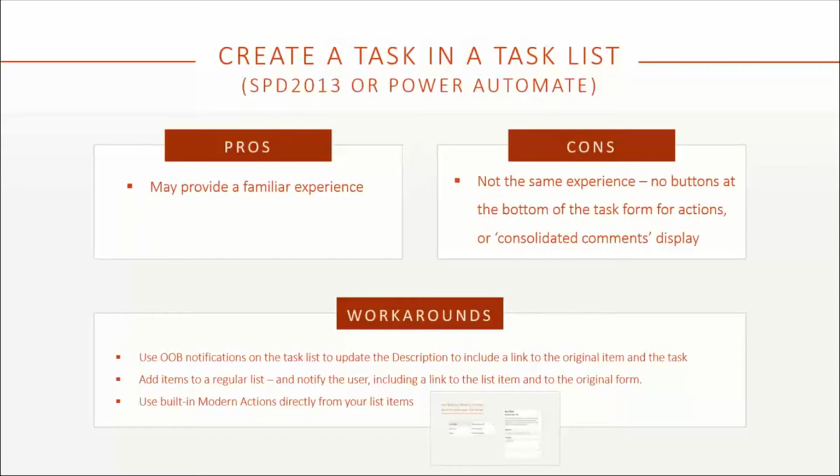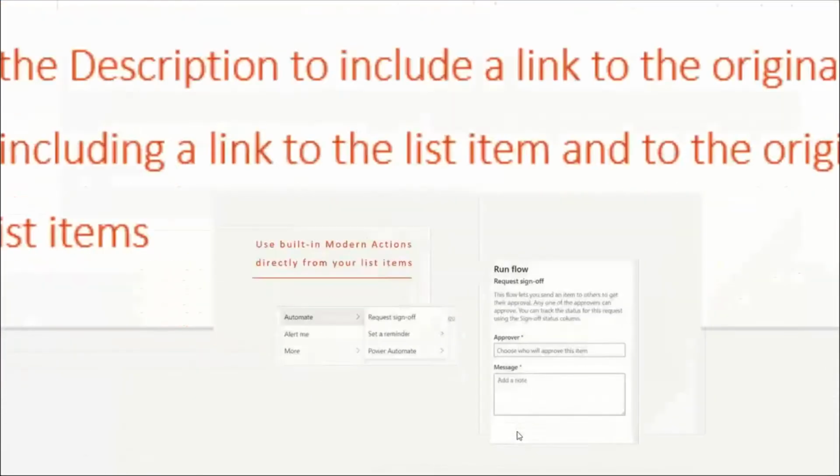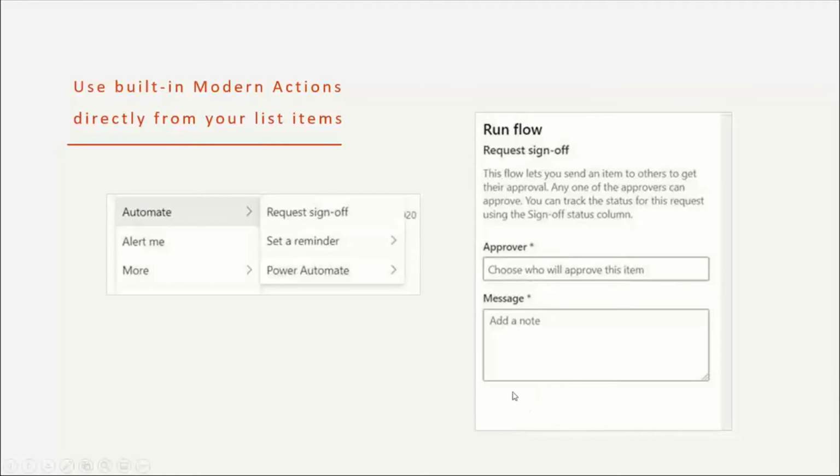If you use a task list, first off, those aren't modern lists, so you may not want to take that route just because it's yet another thing that tends to look a little old and crufty in your site. And you don't have a lot of flexibility with a task list. It's got that built-in content type of task, and you're not going to have the approve reject buttons and things like that.